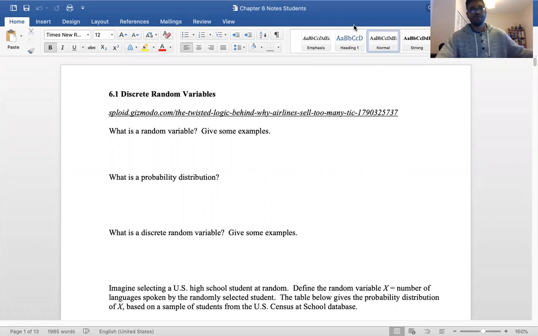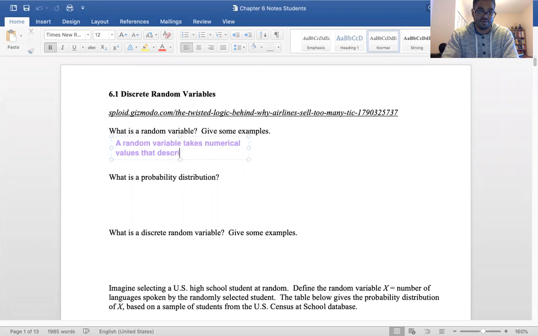So what is a random variable? A random variable is just the outcome of some chance process. It could be anything really. A random variable takes numerical values that describe the outcome of some chance process. Okay, and basic examples are going to be like flipping a coin.